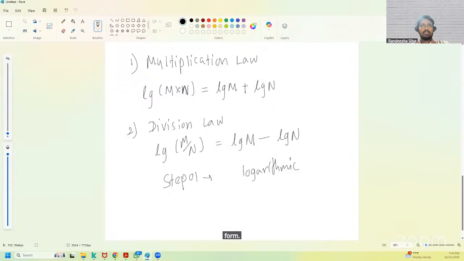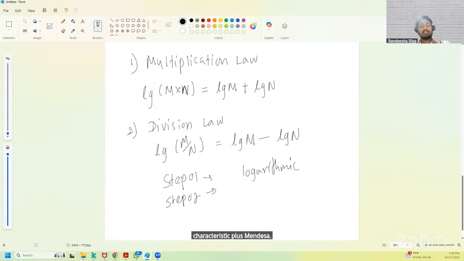So step 2 is you have to find the logarithm of each number. So step 2, write down, find the logarithm of each number, inside the brackets, characteristic plus mantissa. Characteristic plus mantissa. So step number 3 is, step 2 is find the logarithm of each number, characteristic plus mantissa.